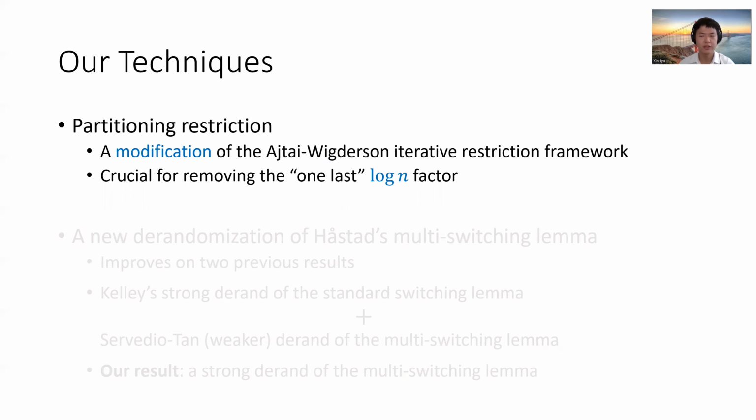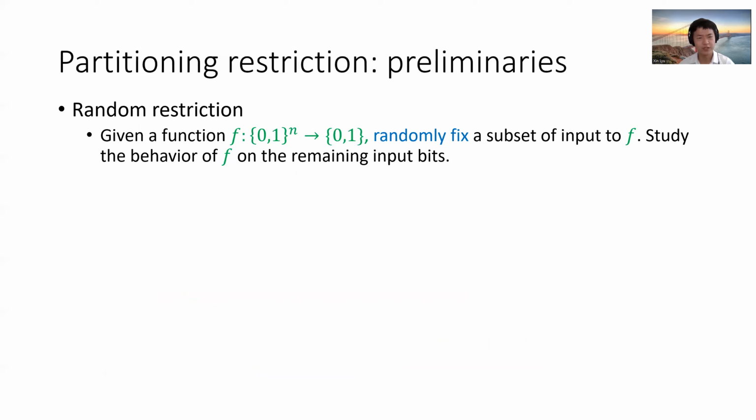Now, we give a detailed exposition of the first result. We first give some preliminary knowledge and define some pieces of notation. We consider random restriction, which is a general method to study Boolean functions. Roughly speaking, given a function f, random restriction works by randomly choosing and fixing a subset of input bits to f. Then we study the behavior of f on the remaining input bits.